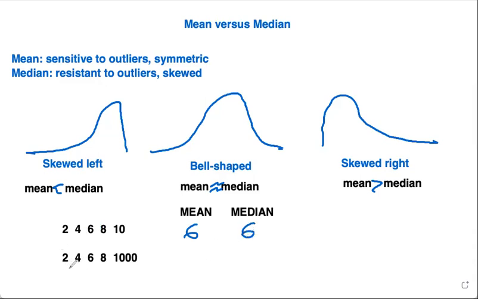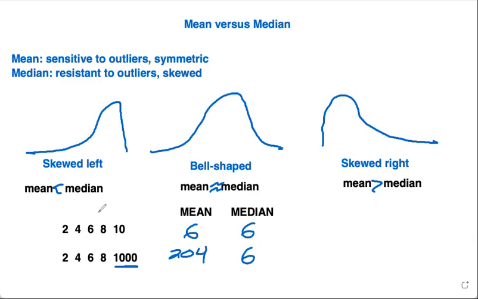However, if you have 2, 4, 6, 8, 1,000, adding all those together will give you 1,020. Divide that by 5, and that'll give you 204. But the median, the middle number, is still 6. What this is trying to show, as up here in the very beginning, is that the mean is very sensitive to an outlier. 1,000 is an outlier in comparison to the rest of the numbers here. So the mean severely shifted from 6 to 204. However, the median is resistant, which is why it stayed 6.